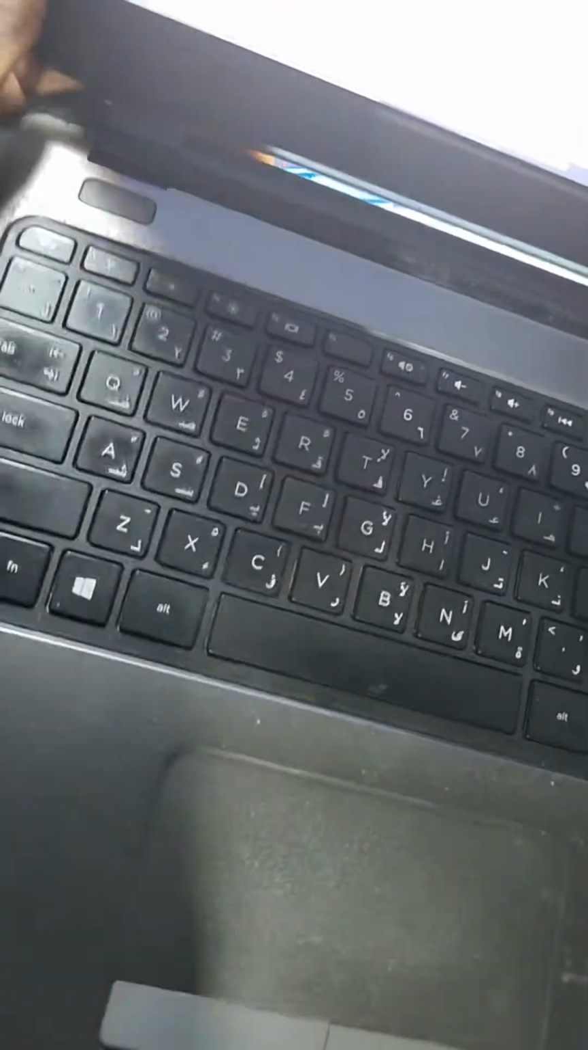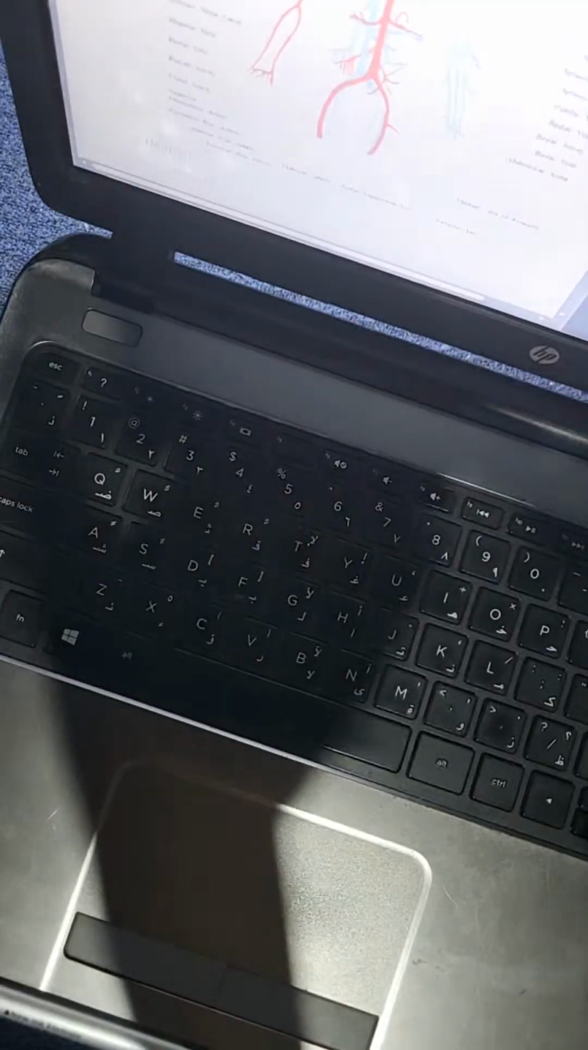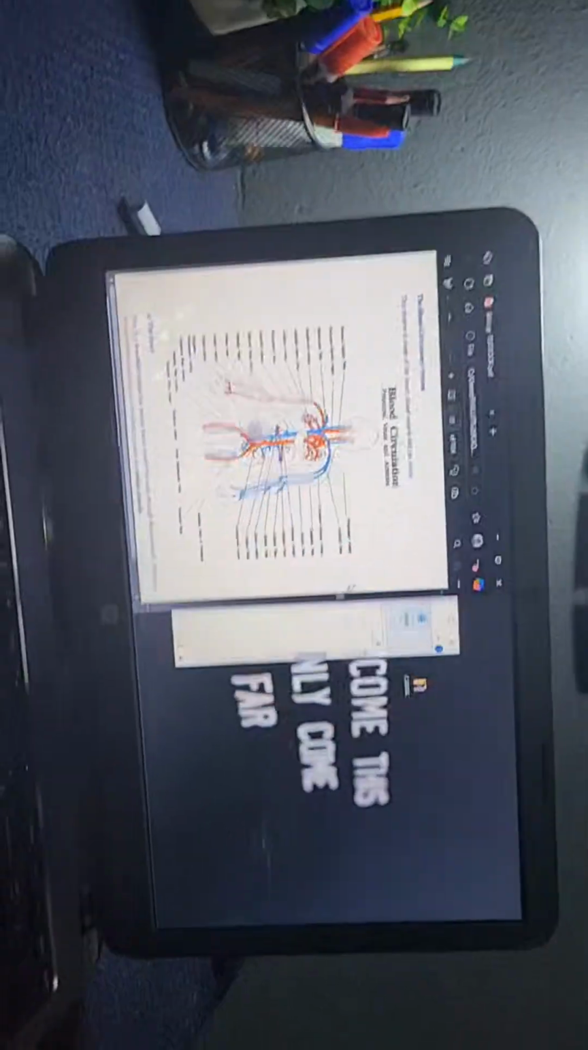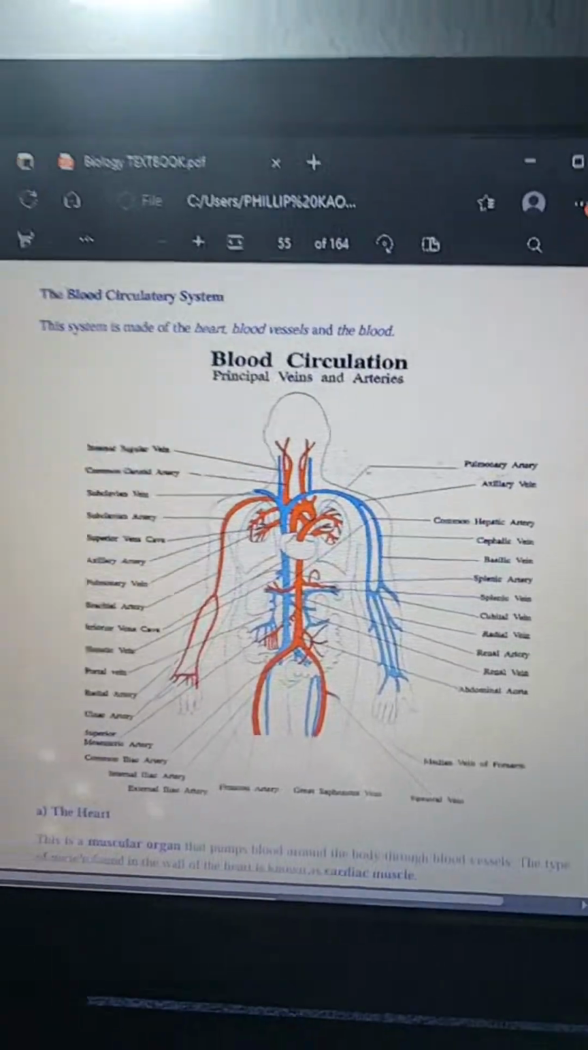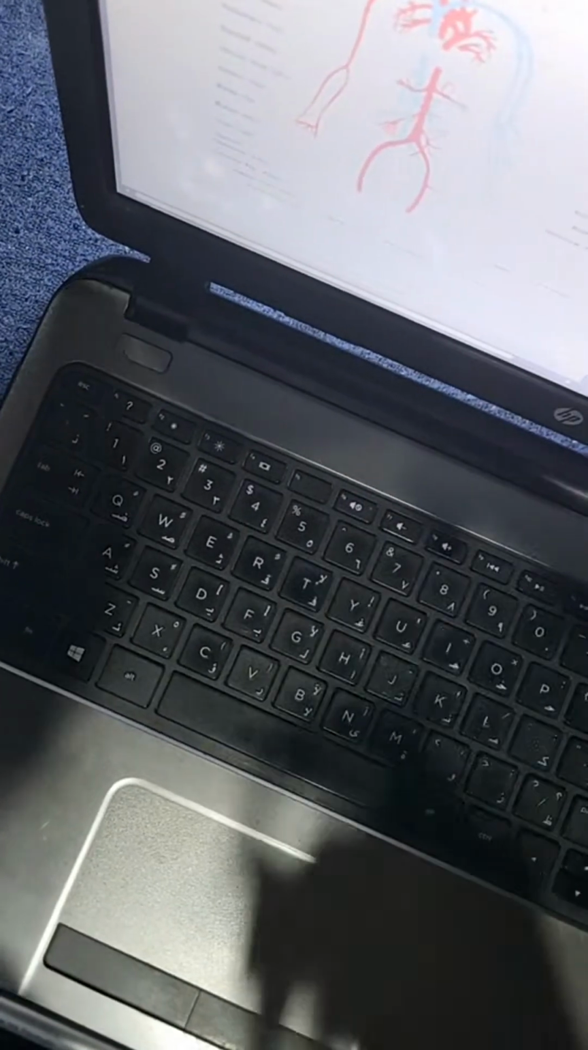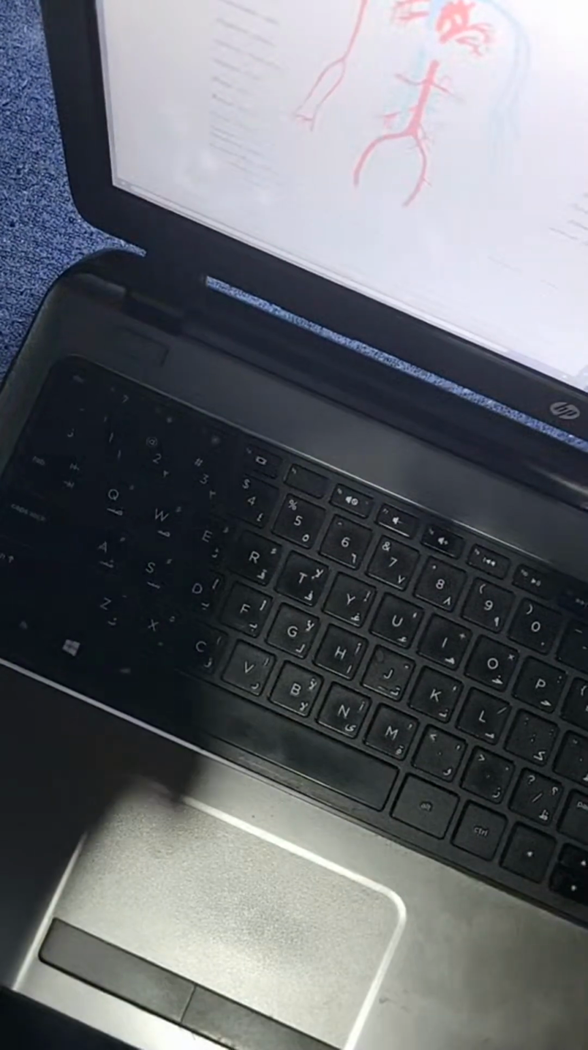What are the characteristics of the cardiac muscle? So I'm trying to see if this can work out. Trying to see if we'll be able. If I do this, we'll see. What are the characteristics of the cardiac muscle? Excellent students.